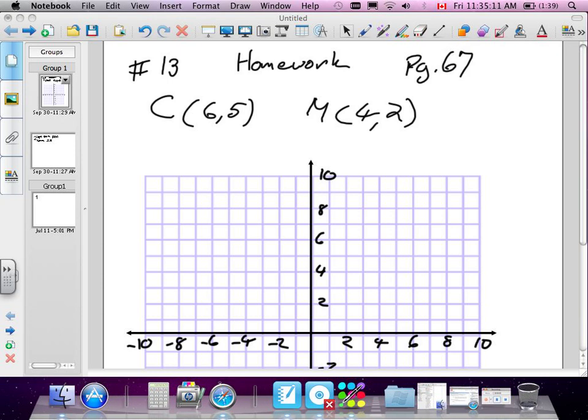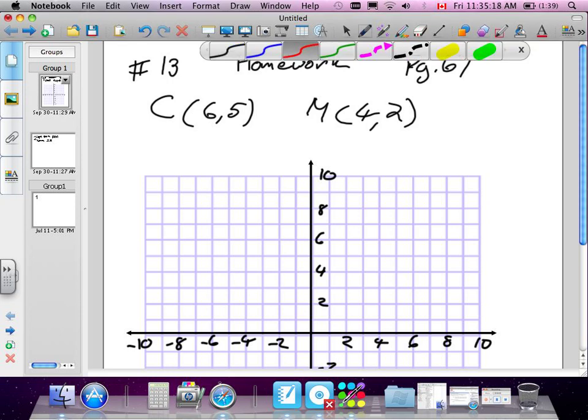Okay, question 13 from your homework last night. They've given you 2 points. We're going to plot them on a graph. Point C is at 6 and 5. And point M, which is a midpoint, is at 4 and 2.